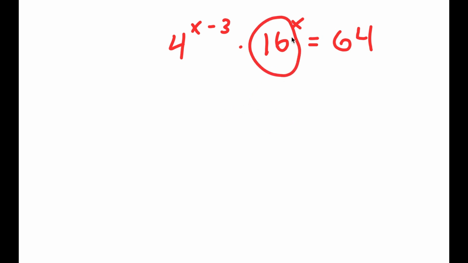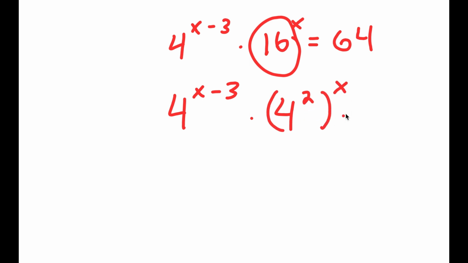Alright, so in this problem, I have 4 to the power of x minus 3 times 16 to the power of x is equal to 64. So to solve this, I'm going to first start by rewriting 16 as 4 squared. So now I have 4 to the power of x minus 3 times 4 squared to the power of x is equal to 64.